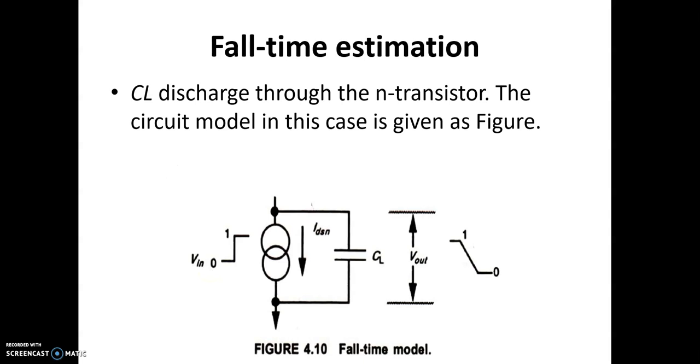On the same lines, we can also calculate the fall time estimation. Fall time means the capacitor now discharges. The capacitor will discharge when the input is 1 and the nMOS transistor is on. When the nMOS transistor is on, it acts as a sinking circuit.